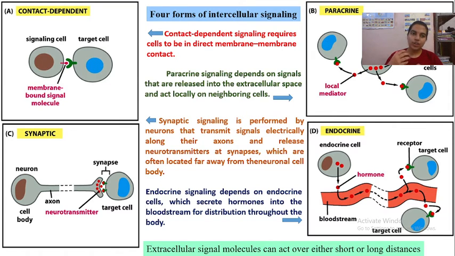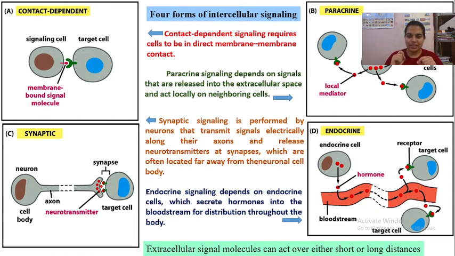First of all, in contact dependent signaling, the signaling cell and the target cell are in direct contact with each other, so they can turn on signaling. Then the paracrine. In paracrine signaling, the signals are released into the extracellular space by one cell and act locally on the neighboring cells. So this is the paracrine signaling pathway.